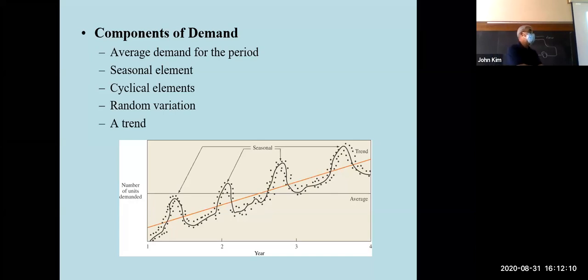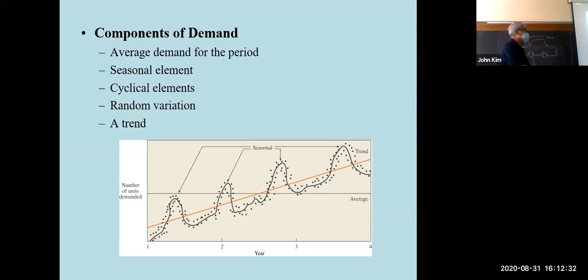Cyclical element: it's the same pattern again and again, repeating every 2 or more years. Every 2 years, every 3 years, the same pattern repeats again and again, that is a cyclical element.